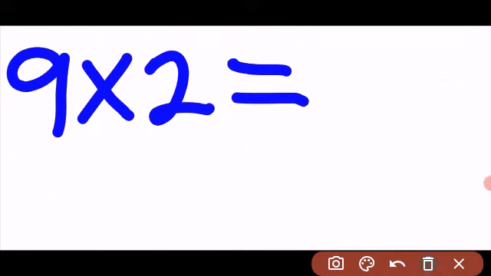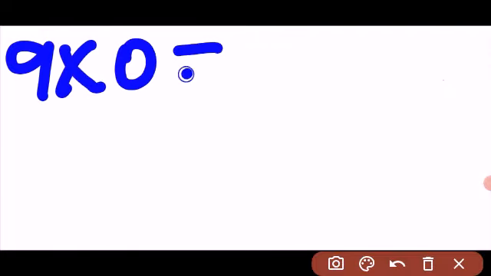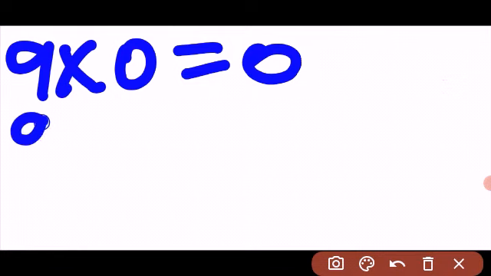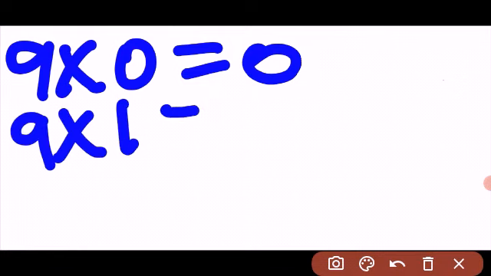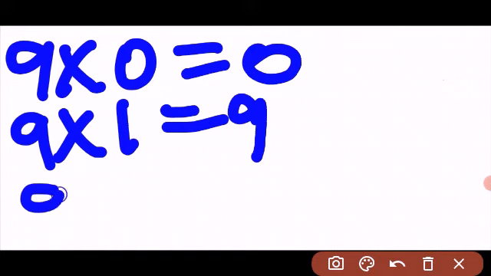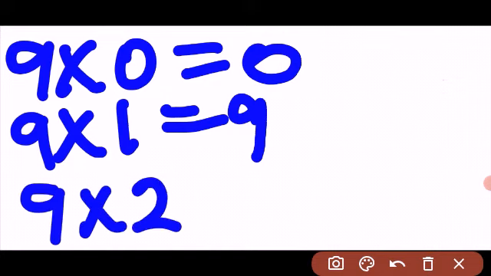Okay, this one I'm going to list them down again. I'll say 9 times 0 equal to 0, because 0 times anything is 0. 9 times 1 equal to 9, because 1 times anything is that number. 9 times 2 is equal to, watch.